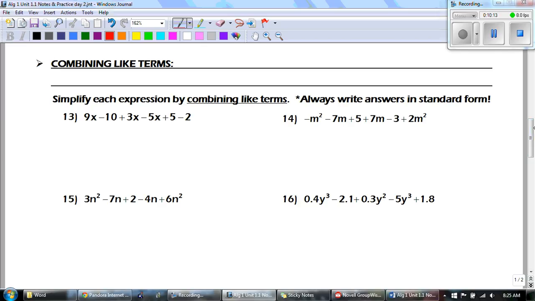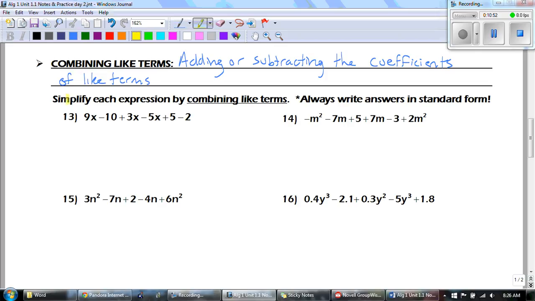All right. Last concept that we're going through today is combining like terms. Combining like terms is when we are adding or subtracting the coefficients of like terms. Okay, so we have to add or subtract the coefficients of like terms.